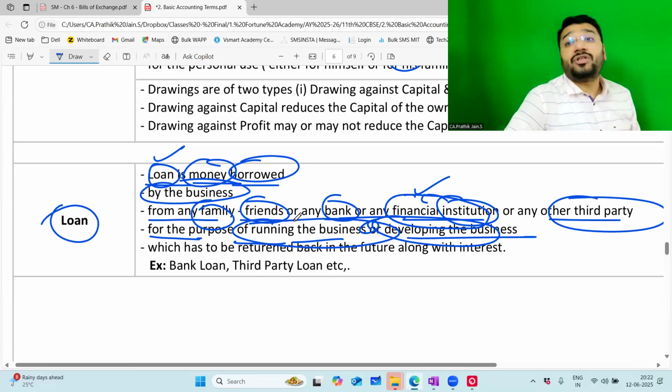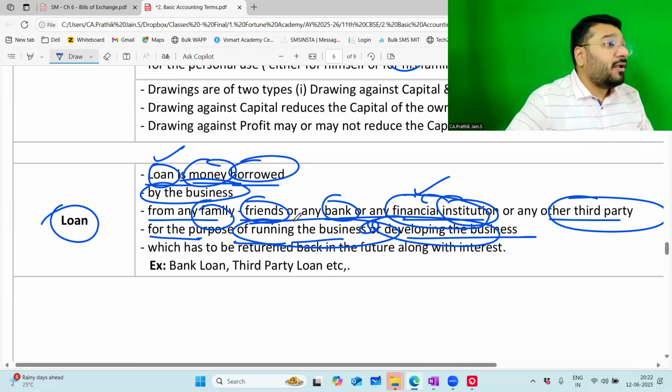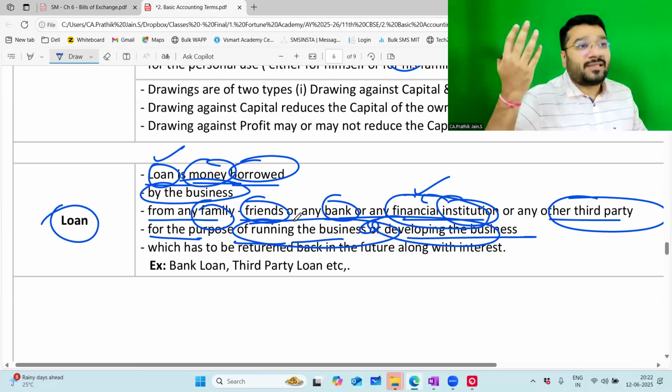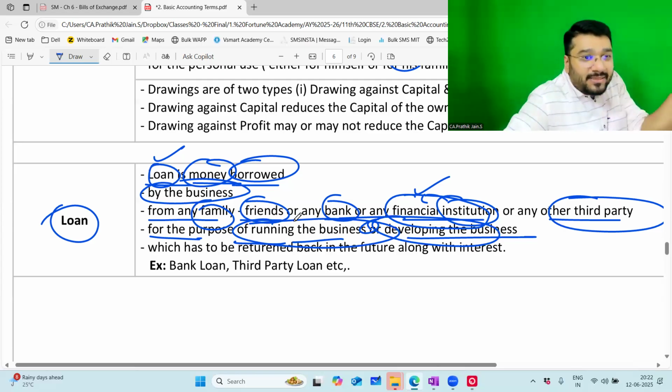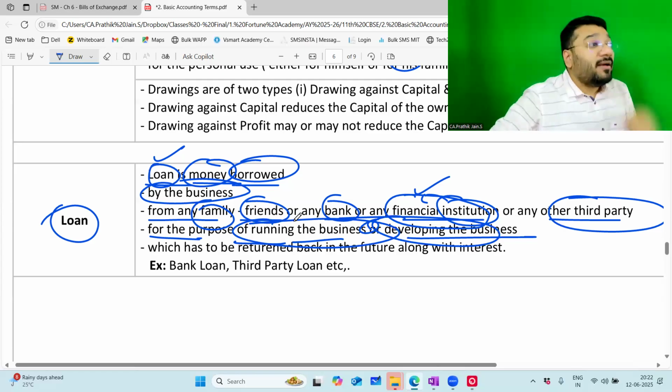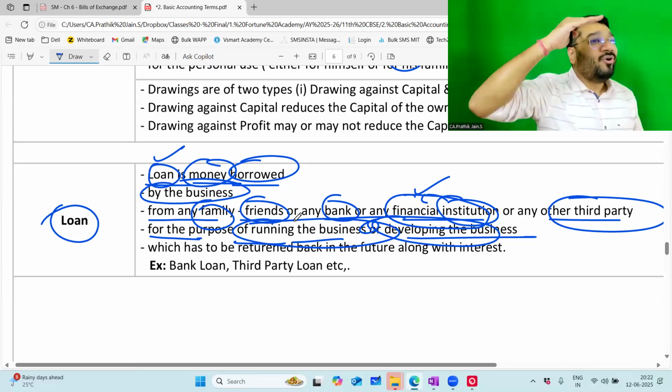I want to open a branch in Chennai, Bangalore. Buy more branches, more students, more revenue. So that will contribute to my business. That will develop my business. So you borrow money either for running business or developing business. Running business means you're trying to survive. Developing business means you're trying to grow.